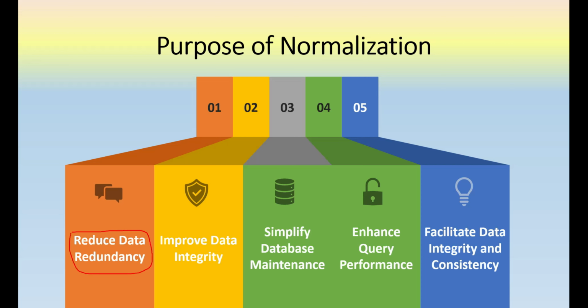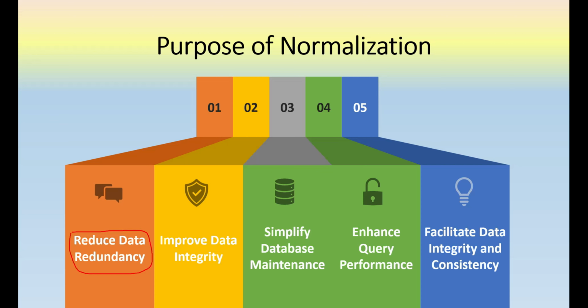Okay, so by organizing data into separate tables and defining their relationships, normalization minimizes the repetition of the data. So that we will again see with the examples. But that is a key intention. This helps in saving the storage space and maintaining data consistency. So it saves the space and also it maintains the consistency of the data.